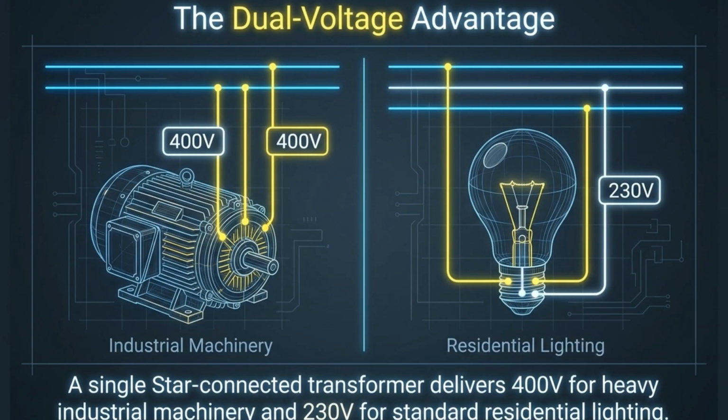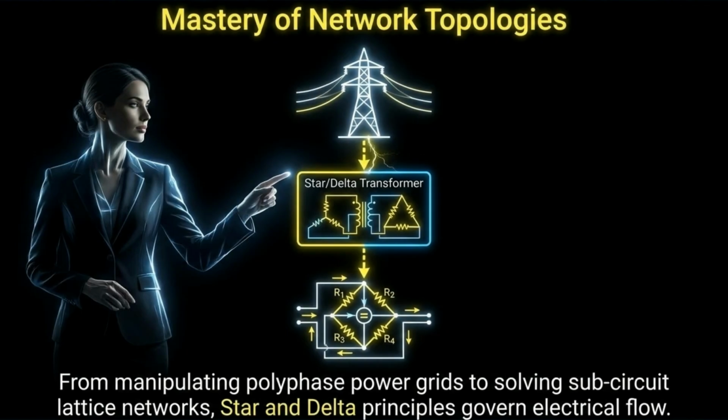The star connection offers a dual voltage advantage. A single transformer can deliver 400 volts for heavy industrial machinery while providing 230 volts for residential lighting. From manipulating polyphase power grids to solving sub-circuit lattice networks, star and delta principles are essential to governing electrical flow.